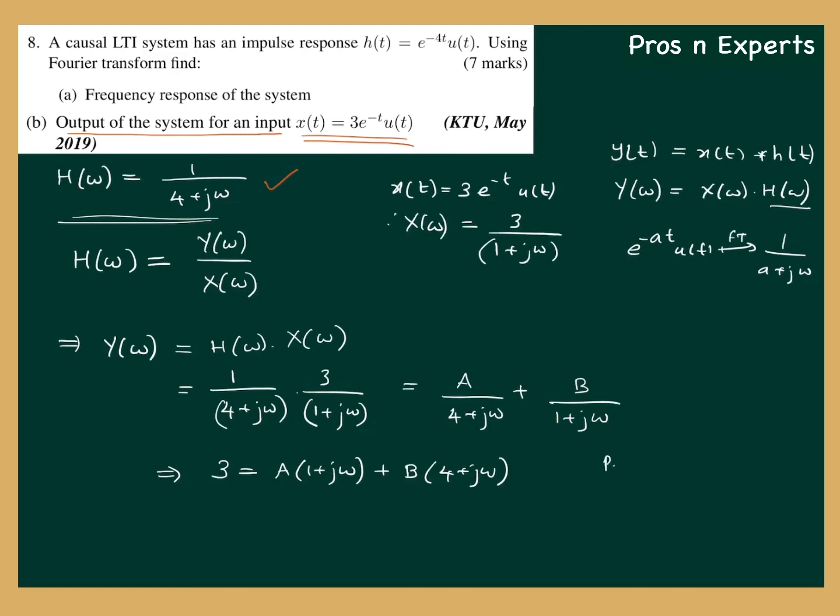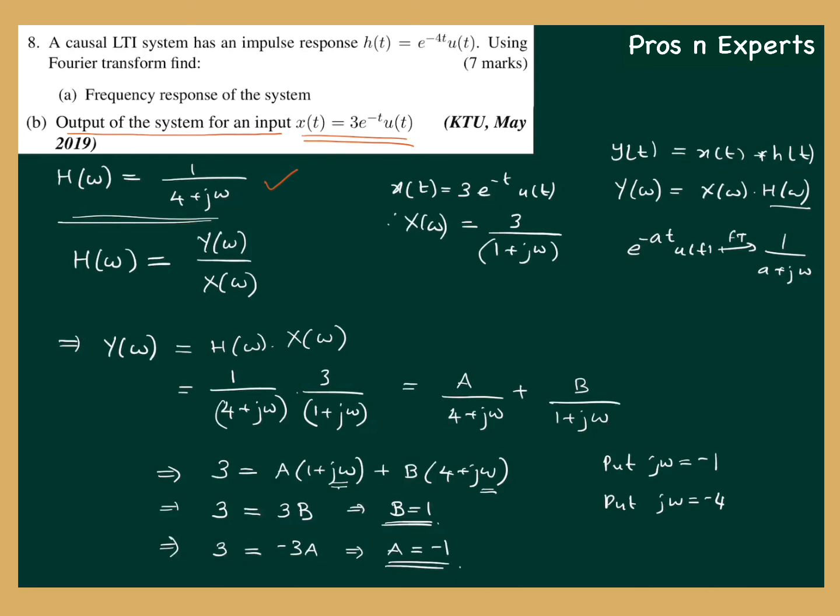Now put j omega equal to minus 1. On the right-hand side there is no change because there is no j omega term on the left. 3 equal to A into 0 plus B into 3. So 3 equal to 3B, which gives B equal to 1. Similarly, put j omega equal to minus 4. Again, on the left there is no j omega term. So 3 equal to A into 1 minus 4, since j omega equal to minus 4 means 1 minus 4 is minus 3. Minus 3A plus 0B. That gives A equal to minus 1.